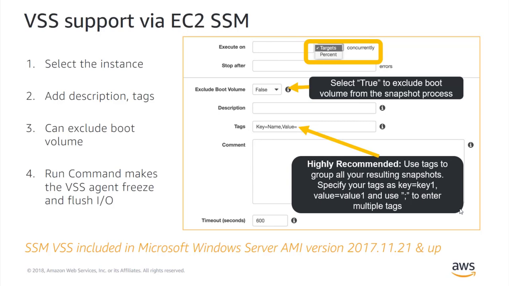The Service Manager packages that contain the VSS agent are available with recent Windows Server AMIs. And you can also install these packages using the Configure AWS Package Run command.